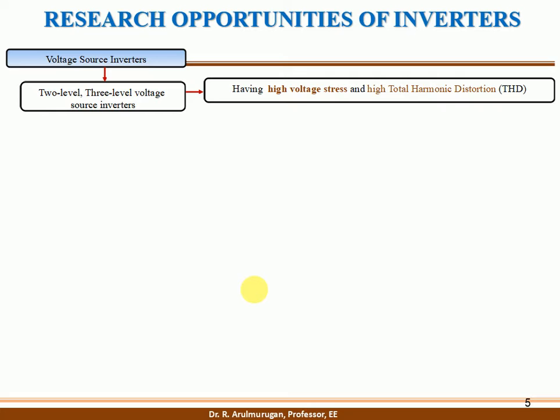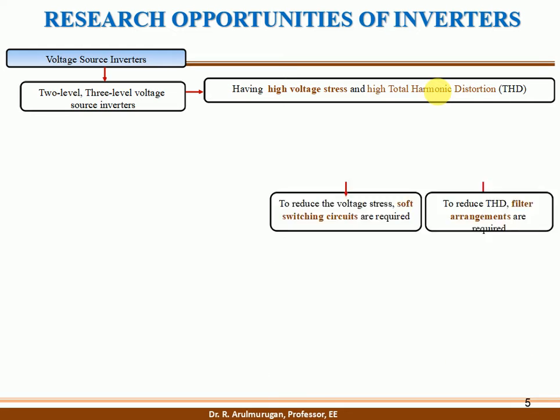What is the drawback of the single phase and three phase inverter? There are two major drawbacks. One is high voltage stress, which it produces on the switches. Another is high total harmonic distortion. These two are the major limitations of the single phase as well as the three phase inverter.